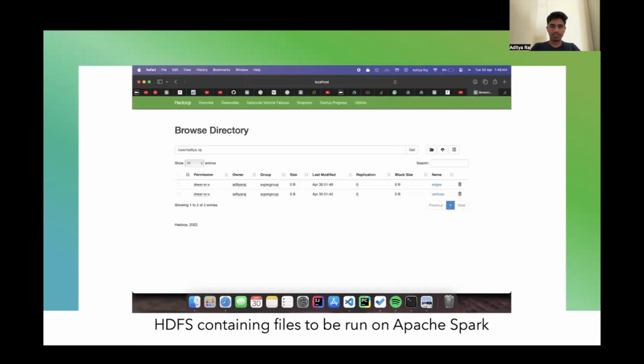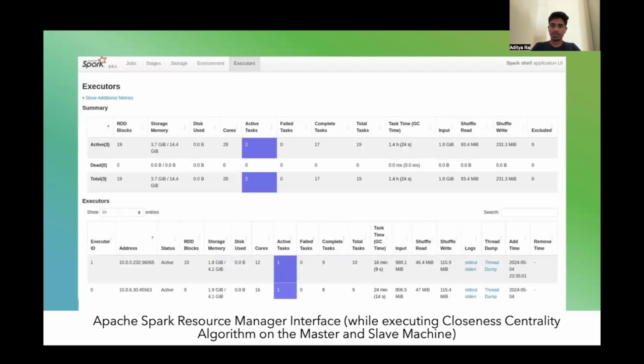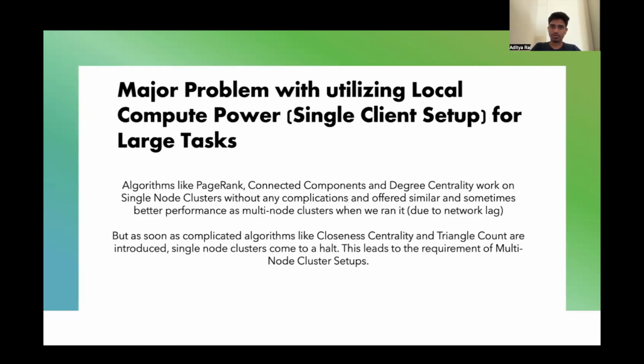So let's look at the HDFS file here. In this HDFS file, we put a simple edges and vertices file inside of our HDFS directory. And while using closeness centrality, whose result we will show you later, this was the load which was put onto our 2 nodes which we selected. Okay, so now let's look at the major issues with running a single client setup.